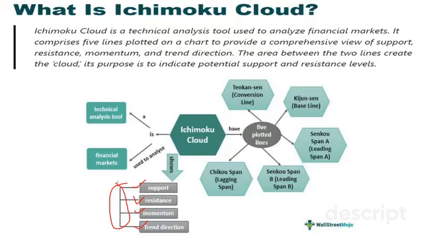This was basically developed by a journalist in 1930 named Goichi Hosoda. I hope I pronounced it right. It belongs to the Japanese community, and all the names are in Japanese terminology. For the first time, I'll not go to the formula directly. I'll go to the use of the indicator and then come to the formula, and you will enjoy it.